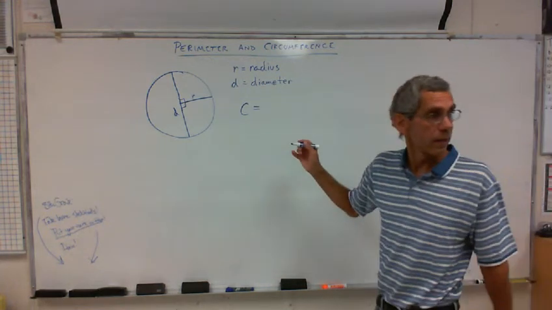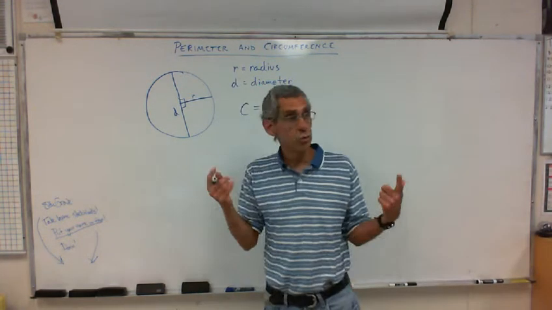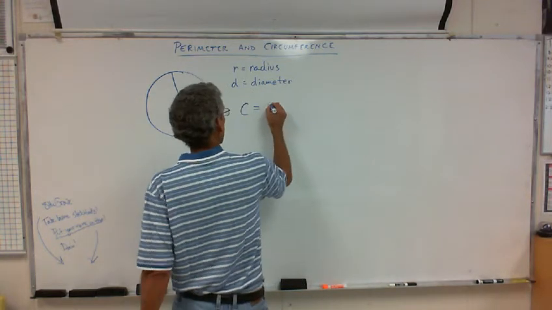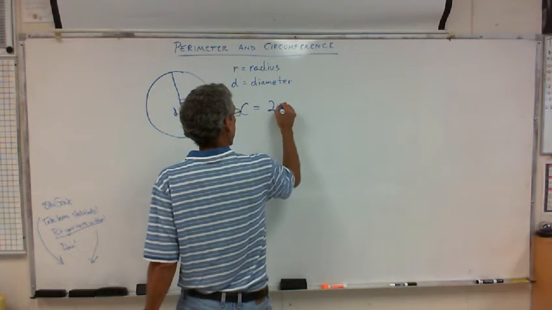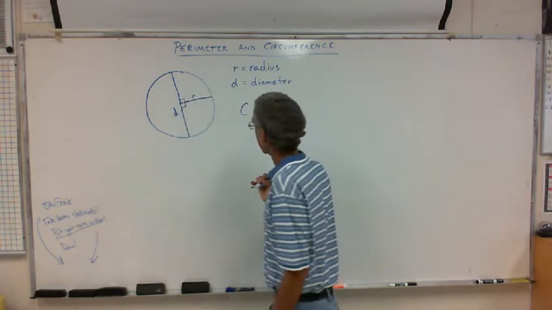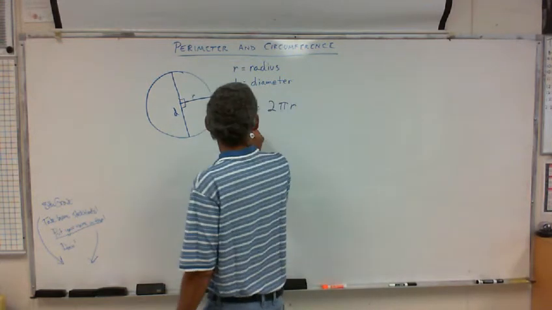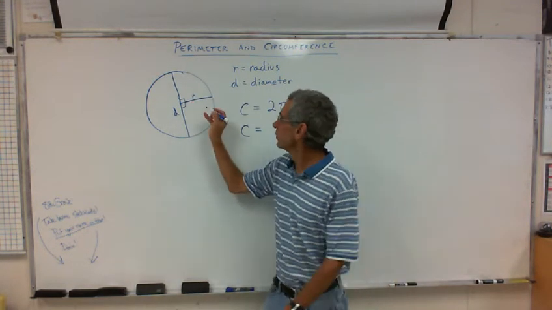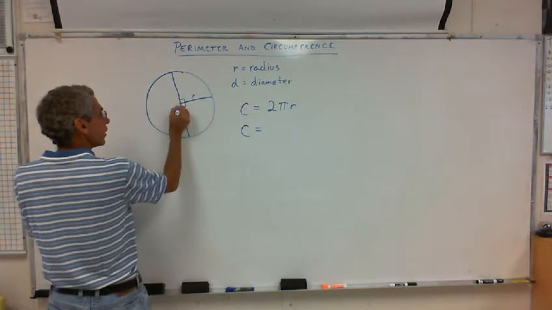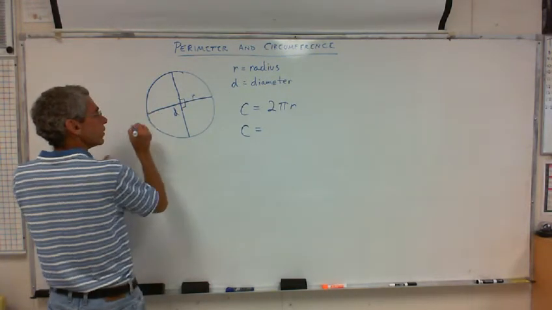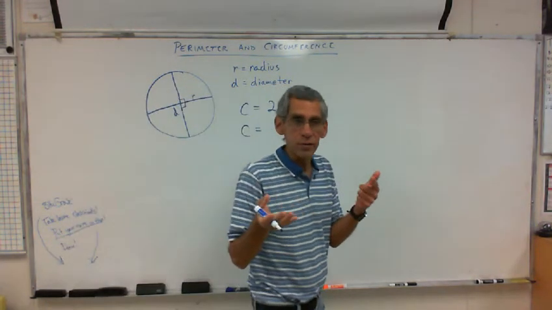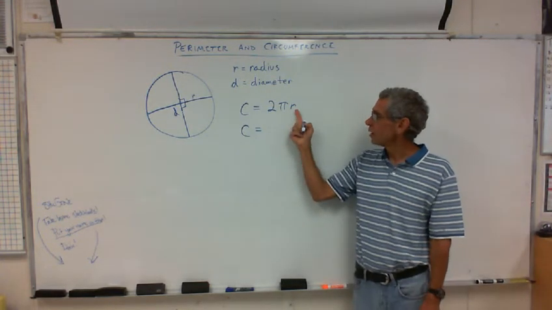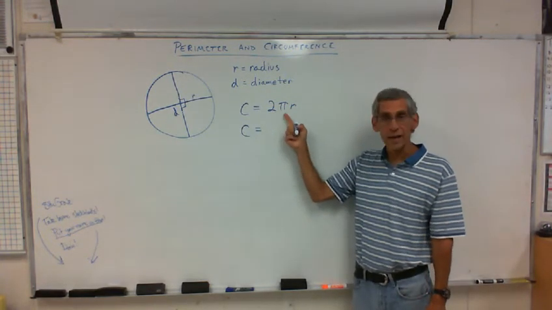Okay. Yes, exactly. So there's actually 2 different ways to write this formula. So 2 pi r. That's one way to write it. But what are 2 r's? If that's 1 r, here's another r. 2 r's are a diameter. So instead of having 2r, I could write pi times d.